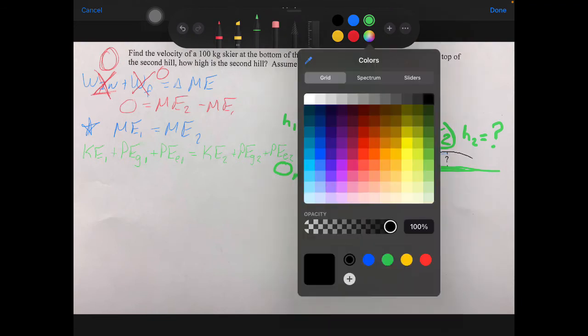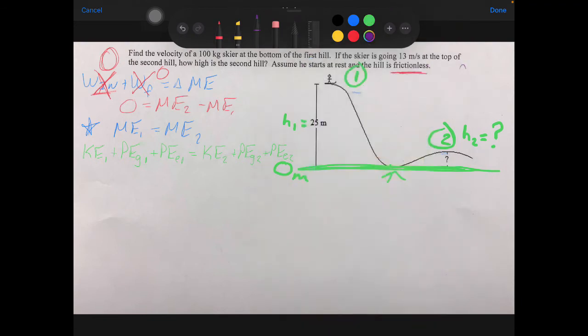Now, from there, we can go and ask ourselves those same questions, and whether we have kinetic energy, gravitational potential energy, or elastic potential energy at each location. If he starts from... I should go back to my picture. I apologize. Let's go back to the picture.